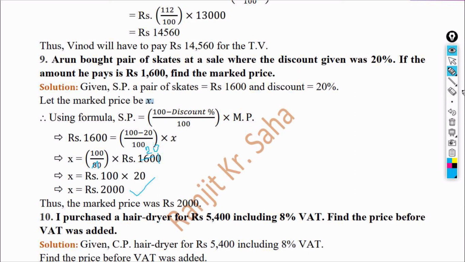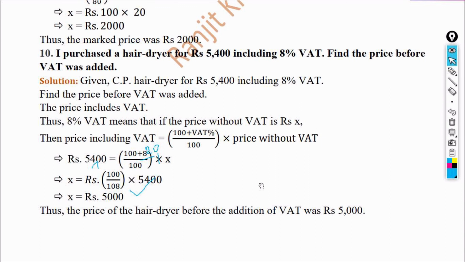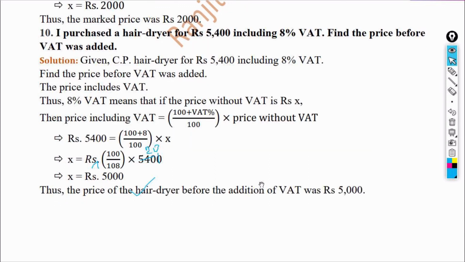Now just come to the very last question of this exercise, that is question number 10. I purchased a hair dryer for rupees 5400 including 8% VAT. VAT means value added tax. It is similar to the sales tax. Find the price before VAT was added.